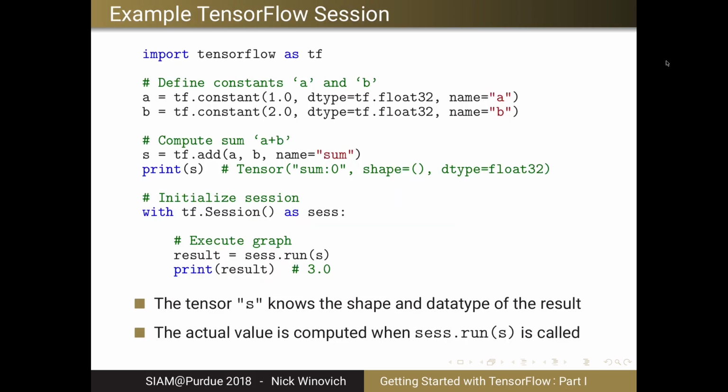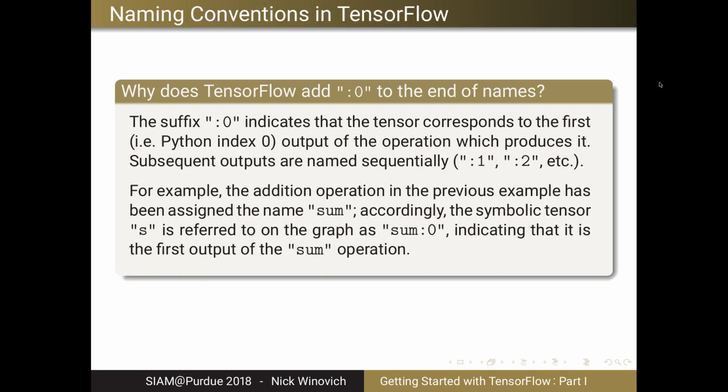If I look here in my slides, this sum:0 is actually the symbolic tensor produced by the operation sum. So these suffixes are added to indicate the outputs, starting with the first Python index of 0, of the operation. So sum:0 is the first output of that operation. And this will be helpful if you ever need to access points in your graph after you've saved them, for example.